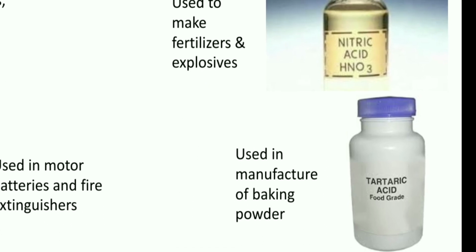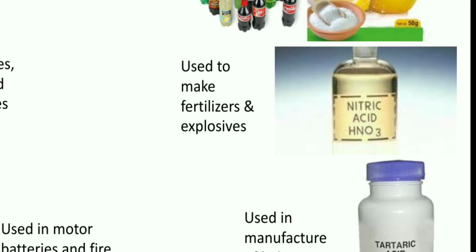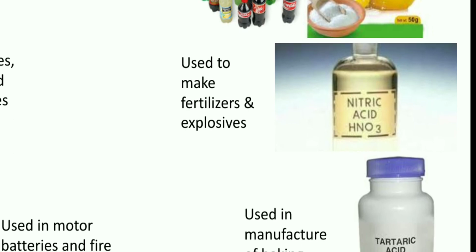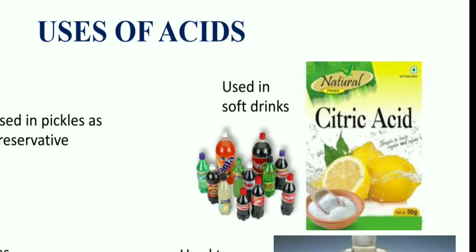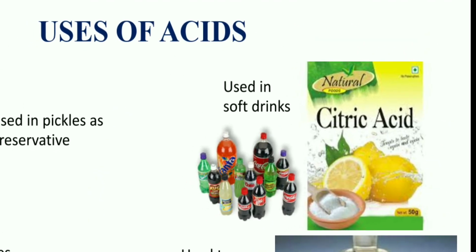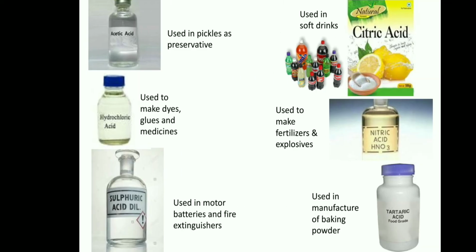Then we have tartaric acid. It is used in the manufacturing of baking powder. Nitric acid is used to make fertilizers and it is also used in explosives. Then finally citric acid. Citric acid is used in soft drinks. See in the picture, you can see citric acid.